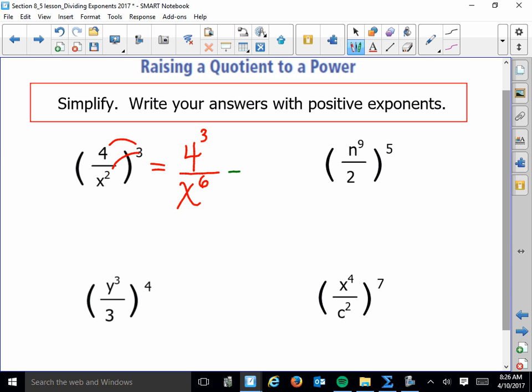Because 4 to the 3rd is a manageable number, I can do that in my head. 4 times 4 is 16, times 4 is 64. Okay, I'm going to go ahead and write that as a whole number.